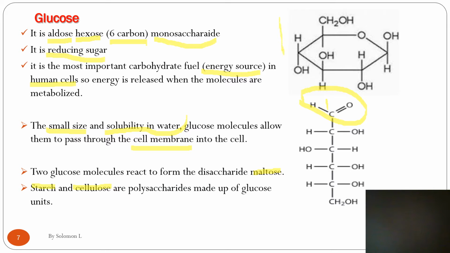Glucose can be found in the cyclic form as well as in the chain form, especially whenever it is in contact with water. Immediately it will be changed into cyclic form. Here you can see each of these corners or angles represents a carbon. This is carbon number 1, this is carbon number 2, carbon number 3, carbon number 4, carbon number 5, as well as carbon number 6. In the chain form, this is carbon number 1 and this one is carbon number 6. Therefore, glucose can be found either in the chain form or in the cyclic form.